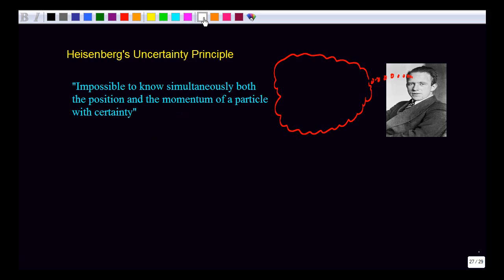Now this is usually written as delta x, which is the uncertainty in the position, and again we're talking about the x direction, multiplied by delta p sub x, which is the uncertainty in the momentum in the x direction. And the formal definition is that that's greater than or equal to h over 4 pi, or if you want to use h bar, it's h bar over 2, where we know that h bar is defined as h divided by 2 pi.